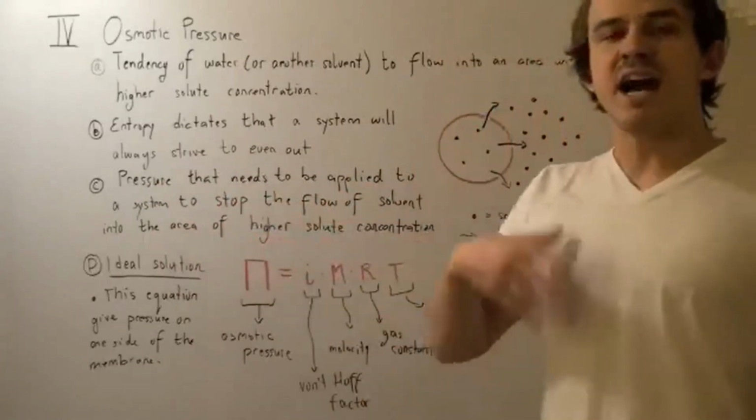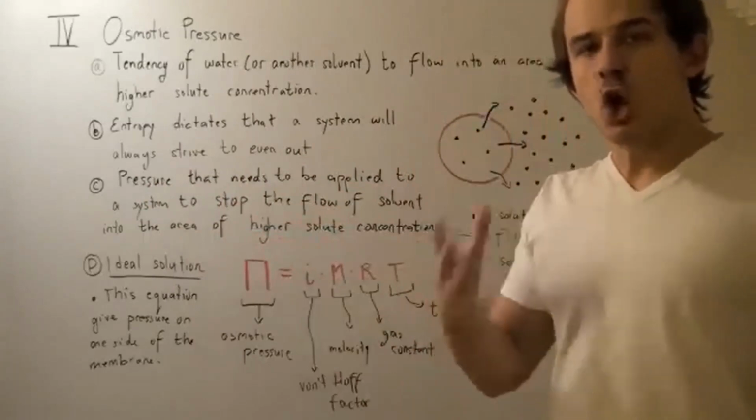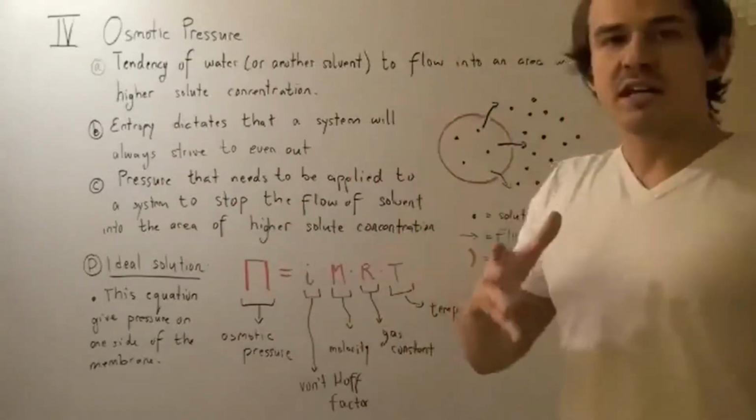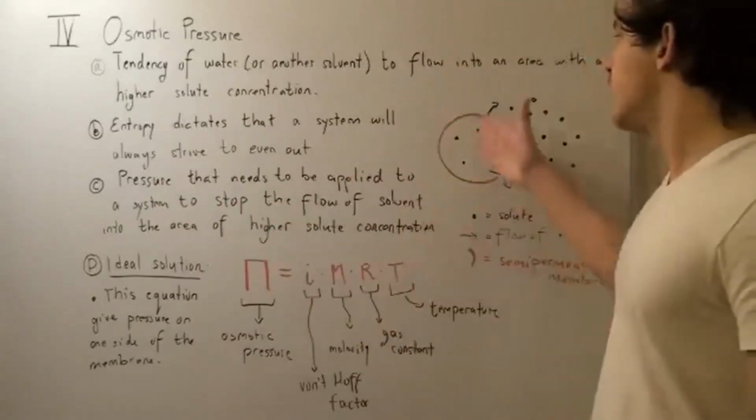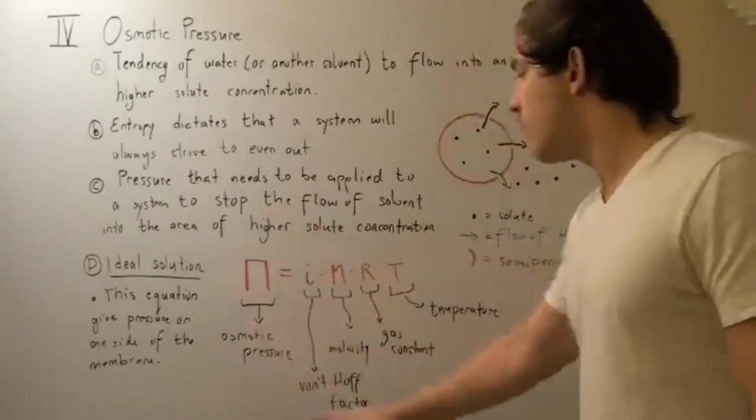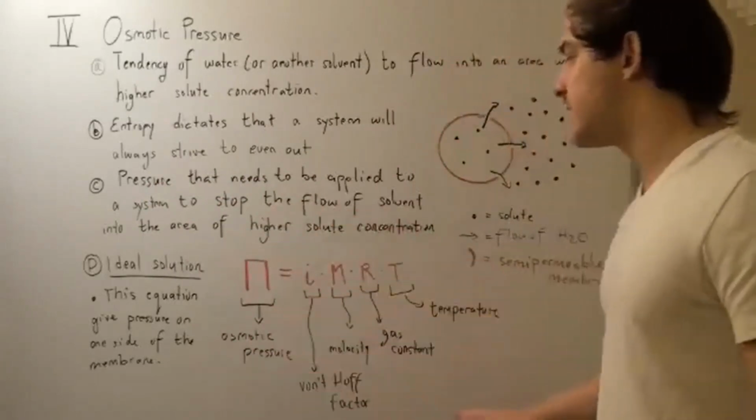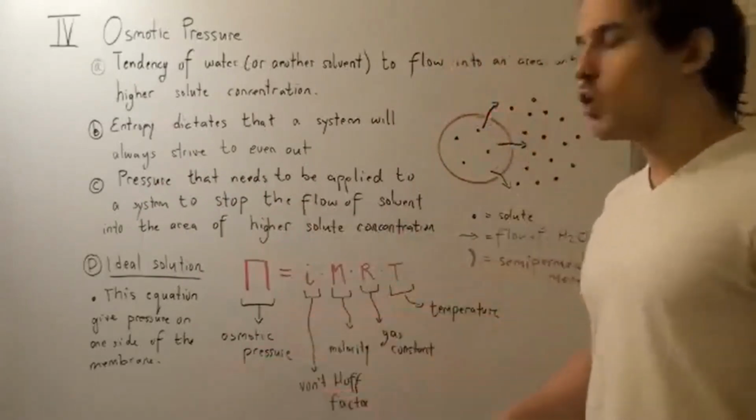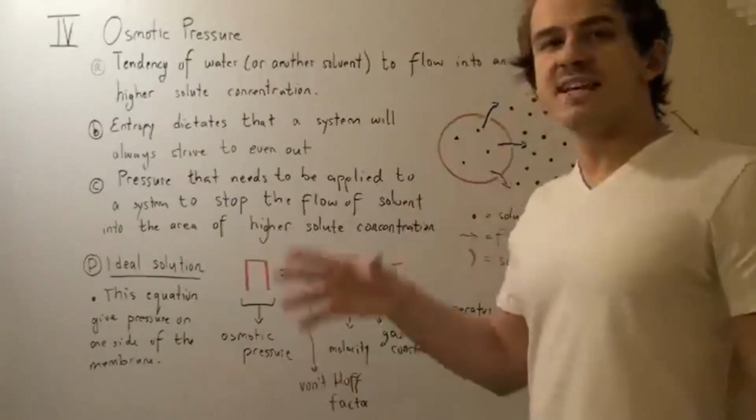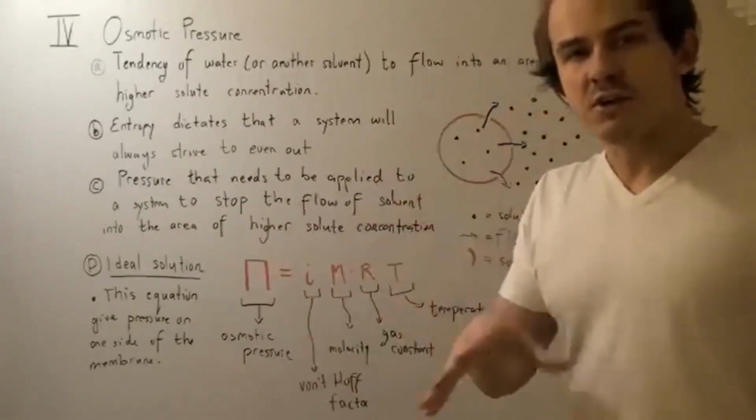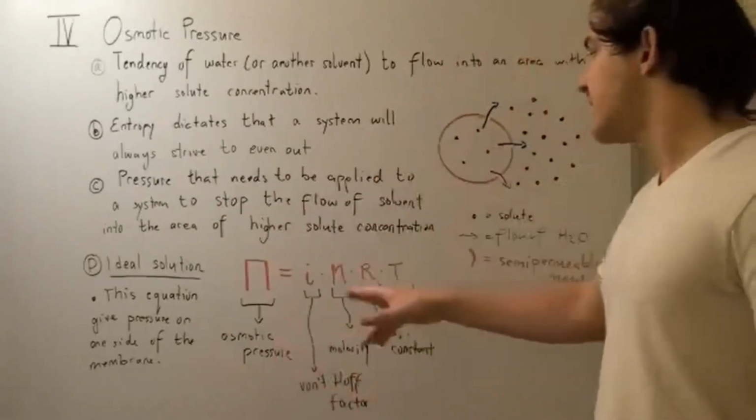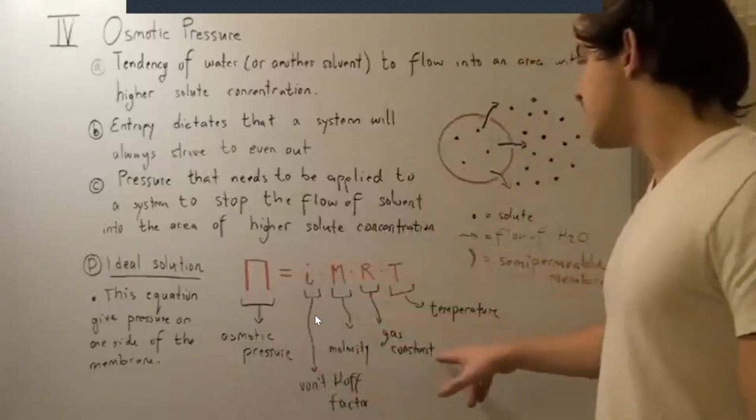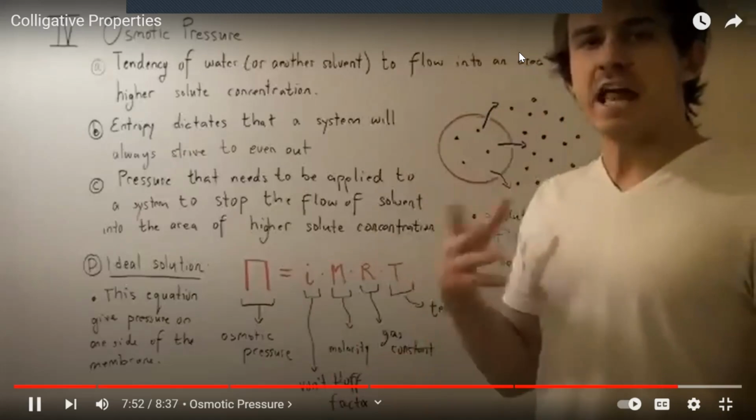So whenever we talk about an ideal solution that has a very low solute concentration, we can find osmotic pressure on one side of the membrane by using this formula. And this formula states that osmotic pressure is equal to the Van 't Hoff factor, which is the number of particles a single solute molecule breaks into, times the molarity of our solution times the gas constant, or R, times temperature in Kelvin.